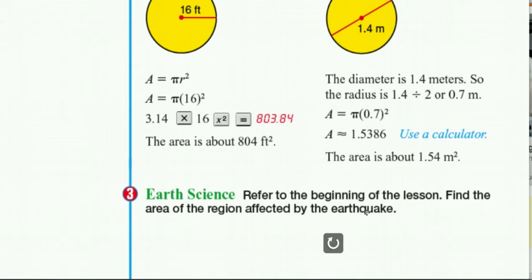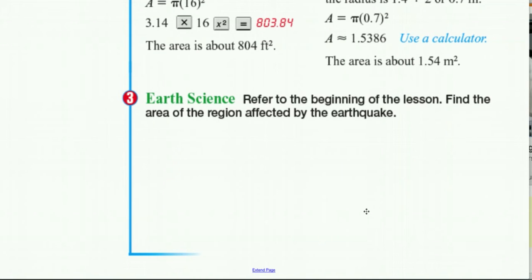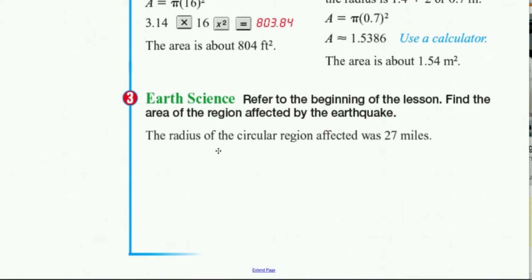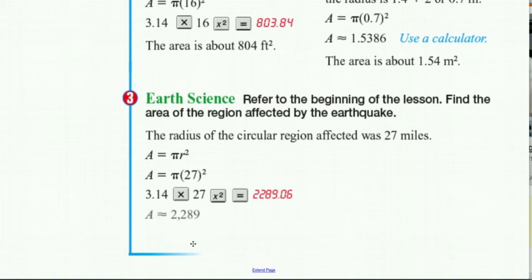Okay, and finally, let's take a look at earth science, and let's remember the beginning of the lesson. We want to find the area of the region affected by the earthquake. So the radius of the circular region was 27 miles. Remember, it was felt all the way to Osaka, which was 27 miles from the epicenter. Follow the formula pi r squared, substitute 27 because 27 is the radius. And then using a calculator, we end up with an area of 2,289. So the area of the region is about 2,289 square miles.